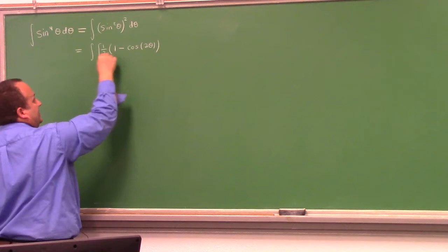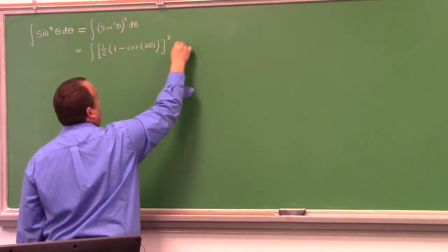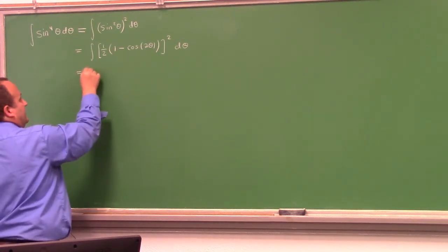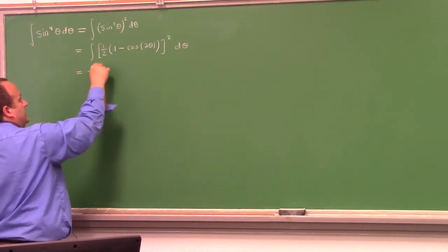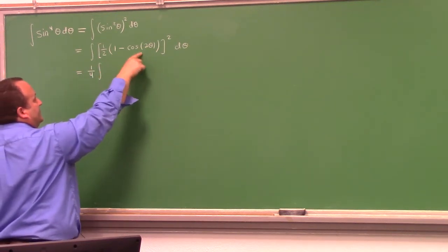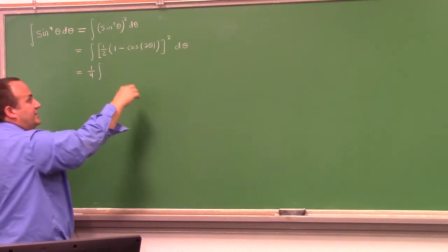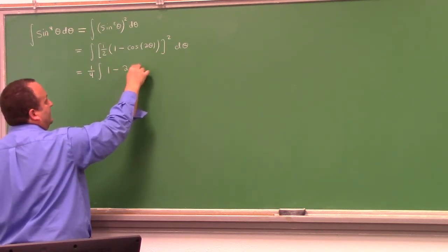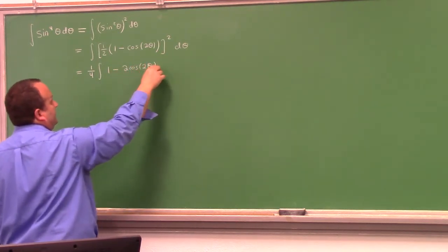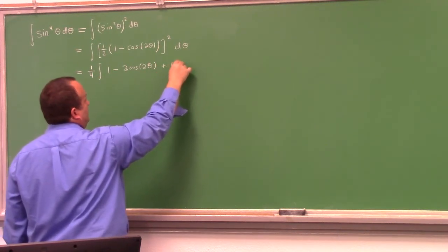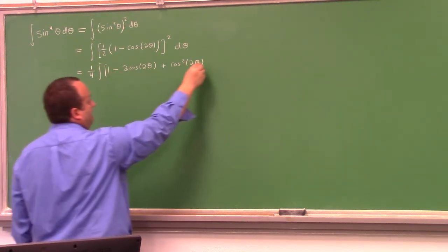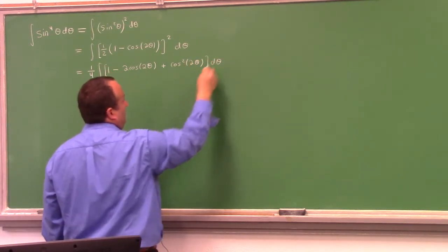right? So you got to take all of that, and you got to square it. What happens when we square that? Well, we get a fourth, right, up front. And then when we multiply out this 1 minus cosine 2 theta squared, what do you get? You get 1 minus 2 cosine 2 theta, right, plus cosine squared 2 theta. Right?